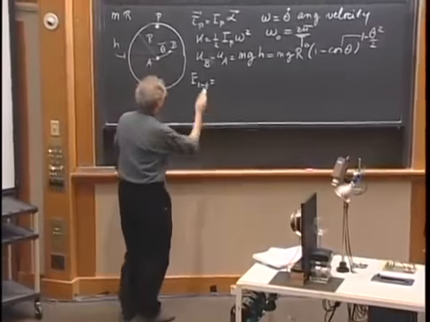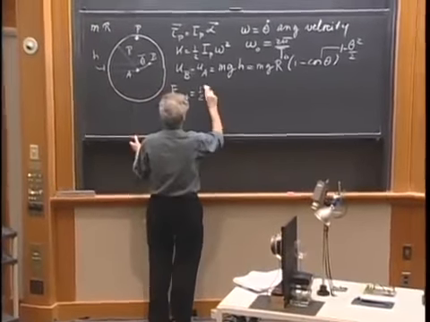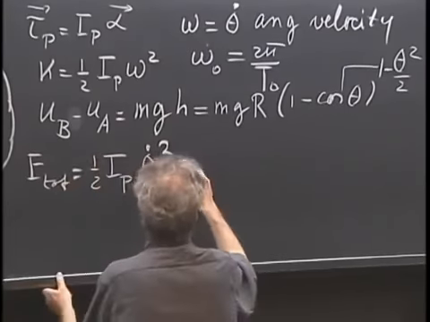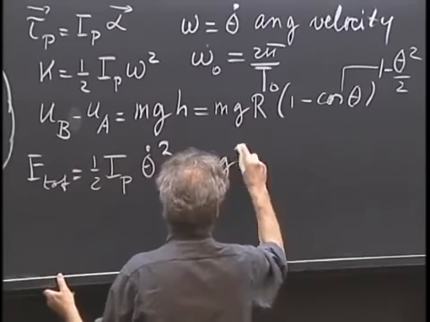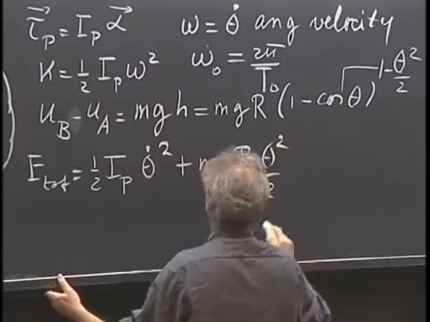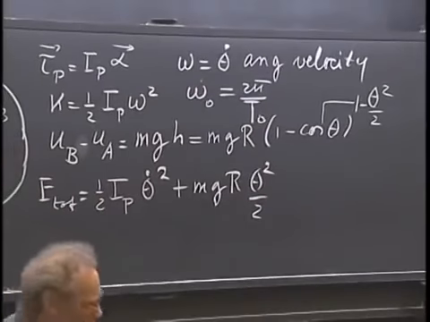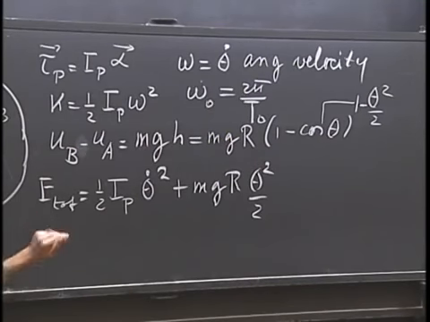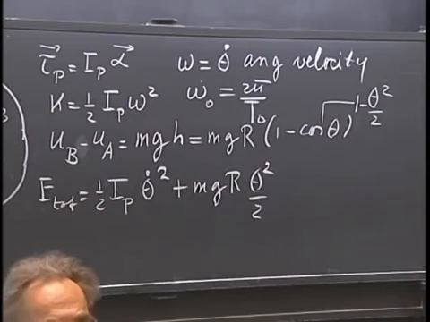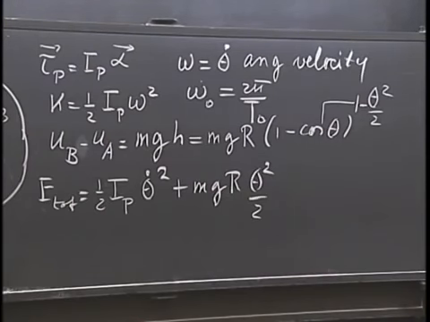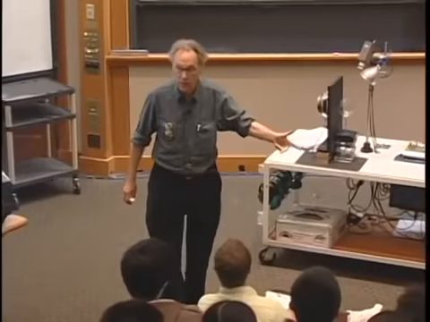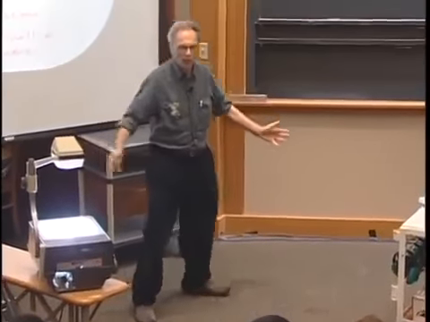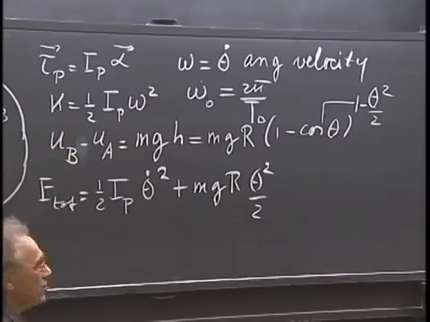So I'm going to write it now as the total energy is 1/2 I_P times theta dot squared, and then I get plus mgr times theta squared over 2. And what you do now, since this is a constant of the motion, you always do that if you work with the conservation of energy. You take the time derivative of this equation, which must be 0, because mechanical energy is conserved, and out pops the differential equation that we also found during my lecture number 1, when I used a different method.